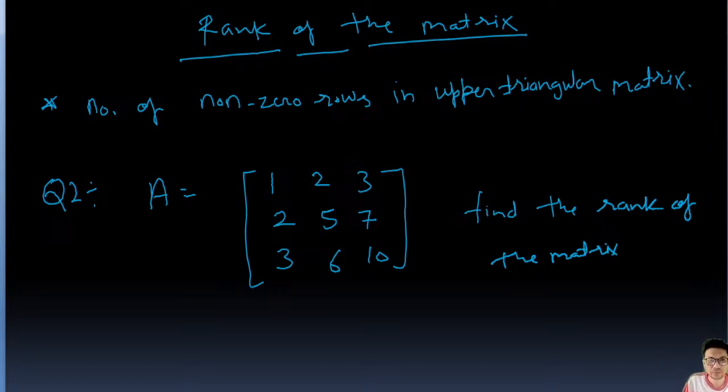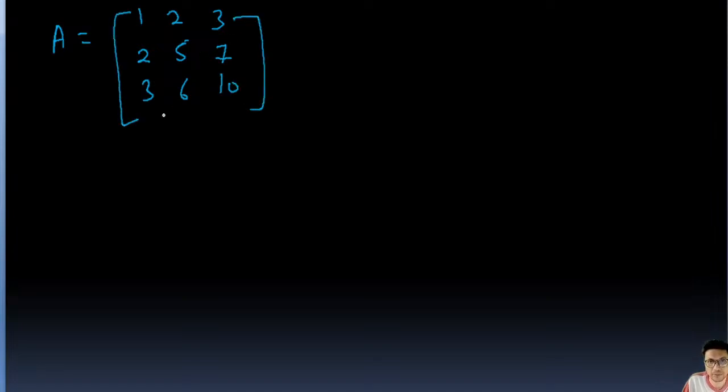Okay, so I will solve it for you now. Since A is given: 1 2 3, 2 5 7, and 3 6 10. This is the given matrix.